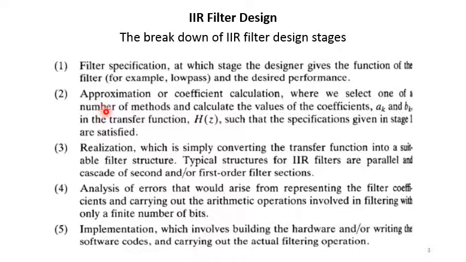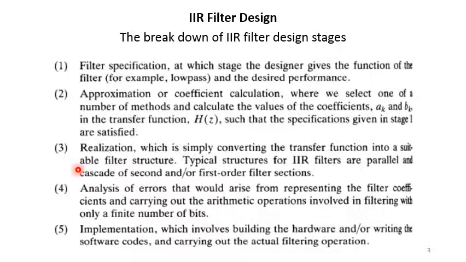Then the next step, if you recall, is the coefficient calculation or approximation of the filter, where we select one of a number of methods available for calculating the coefficient values. In this case, we need a_k as well as b_k, and we select them in such a way that the specifications given in the first step are satisfied.